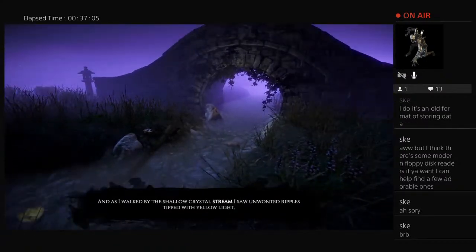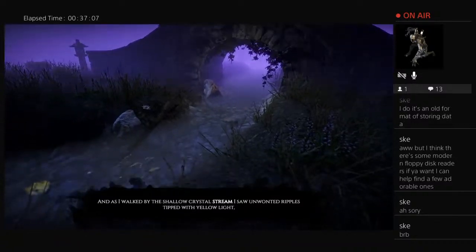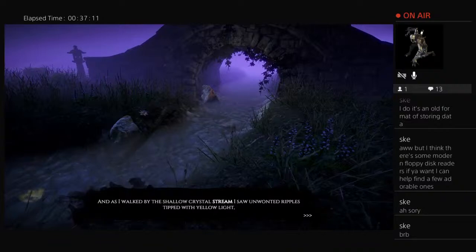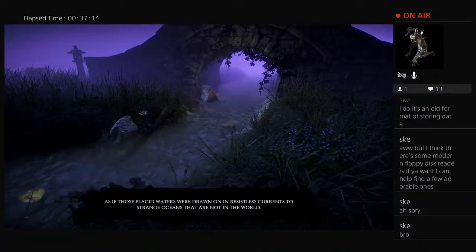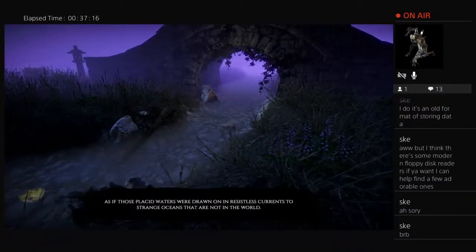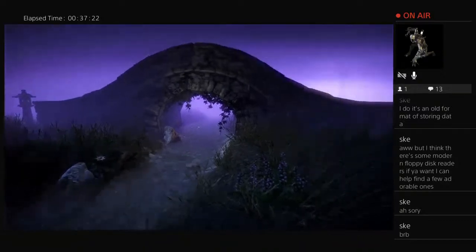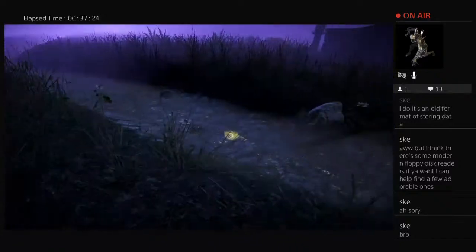And as I walked by the shallow crystal stream, I saw unwanted ripples tipped with yellow light, as if those placid waters were drawn on in restless currents to strange oceans that are not in the world. Huh. This one's kind of chill. I like it. We got question marks?